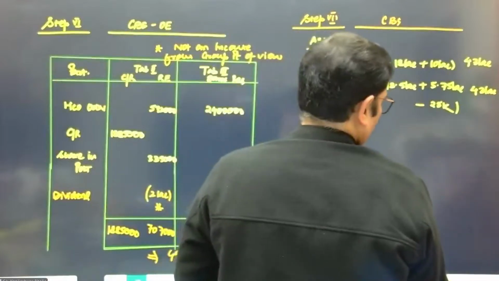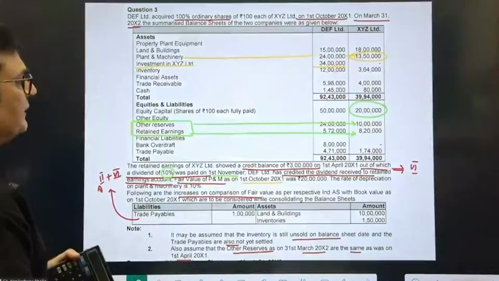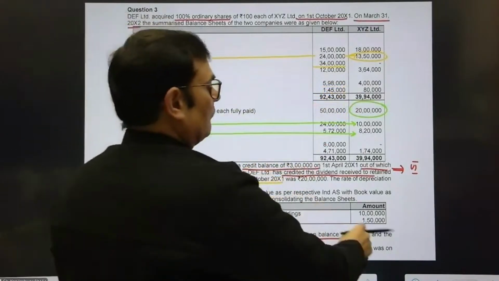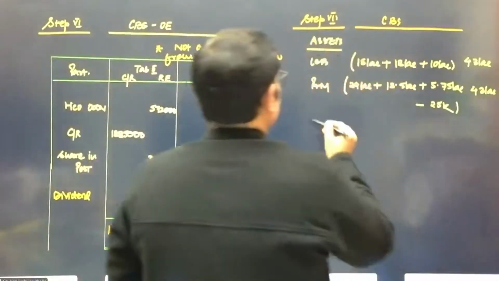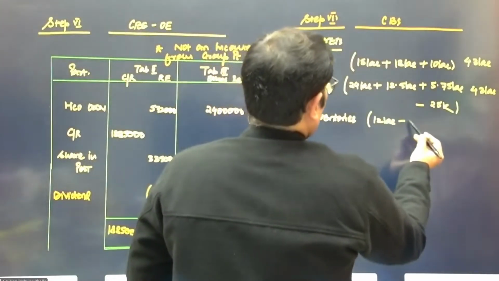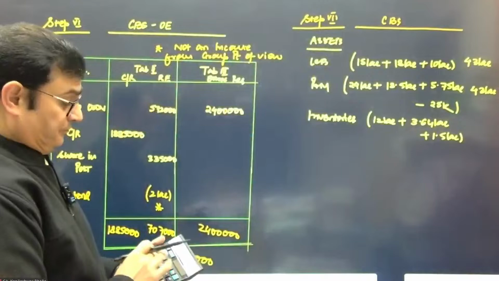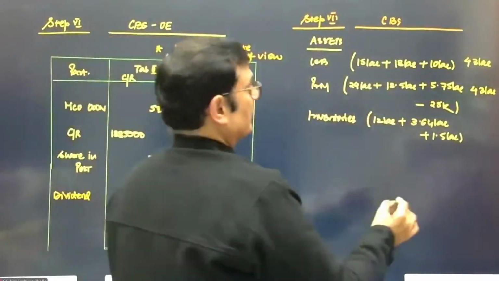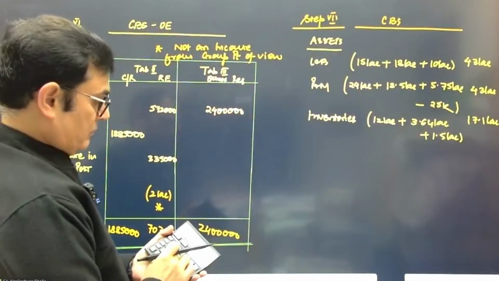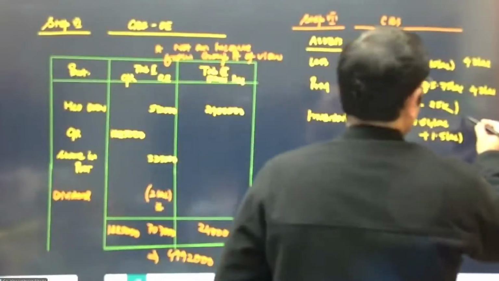Lest we forget, there was no goodwill. So goodwill is not to be taken. And then investments will not appear in the balance sheet. Then you've got inventory. Inventory is going to be a total of 12 plus 364 plus 150. So inventories, this is going to be 12 lakhs plus 364 plus we consider 1.5 lakhs, which is the fair value change of the inventory. 17 lakhs 14,000. Okay, my mistake. 17.14 lakhs is the total inventories.